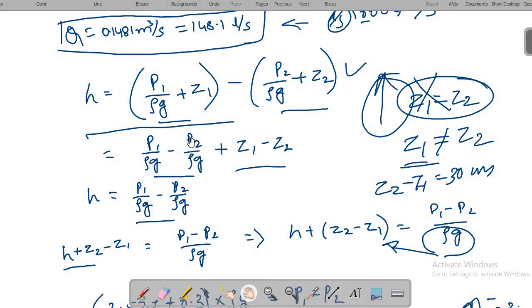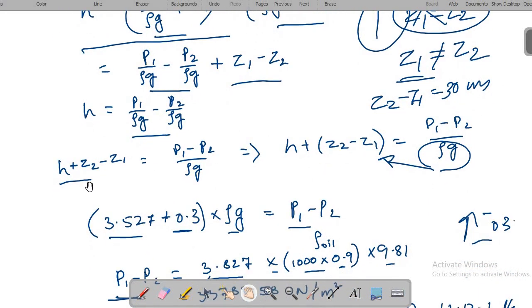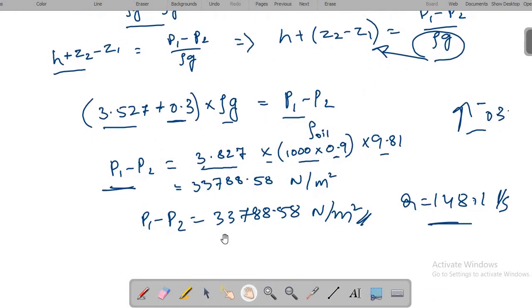P1 by rho g and P2 by rho g are unknown to us. Actually we have to calculate the P1 minus P2 value. Z2 minus Z1 is known. Let us see what we have to do. H is equal to this and this, right? I will send the Z terms to one side and the unknown terms, P1 and P2, to the other side. From this I got H plus Z2 minus Z1 is equal to P1 minus P2 by rho g, which is 3.527 plus 0.3 into rho g is equal to P1 minus P2. Then P1 minus P2 I am getting as 33,788.58 Newton per meter square.